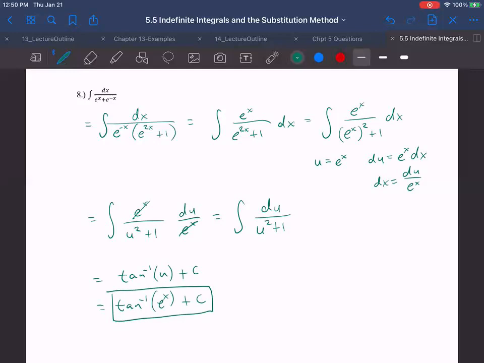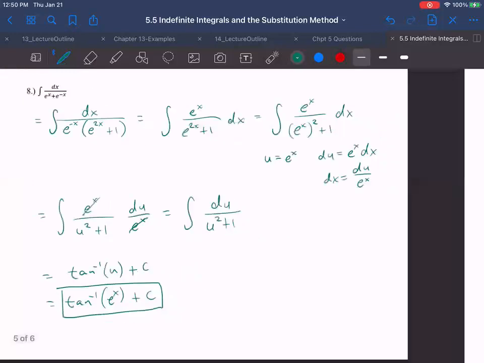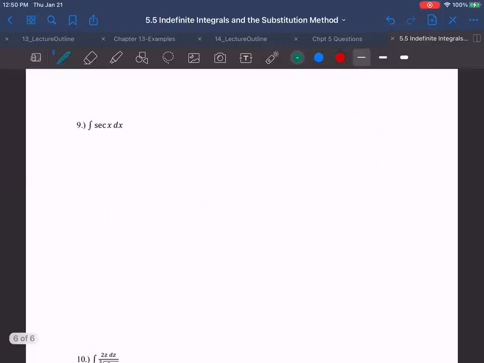Get that one? Okay. 9 and 10 are left. We're down to our last minute here, so I'm going to tell you to try these on your own. I'm going to give you a little hint up here.